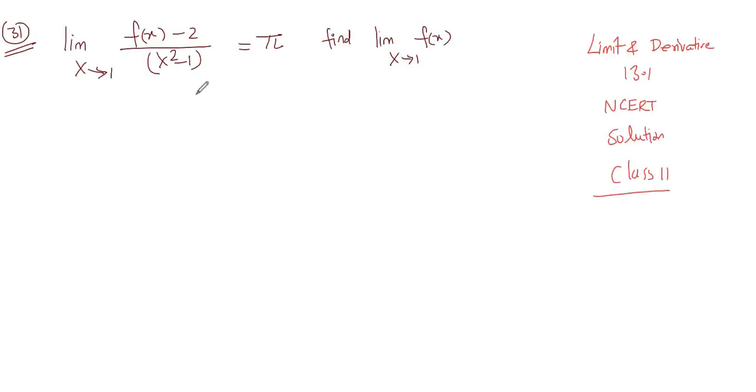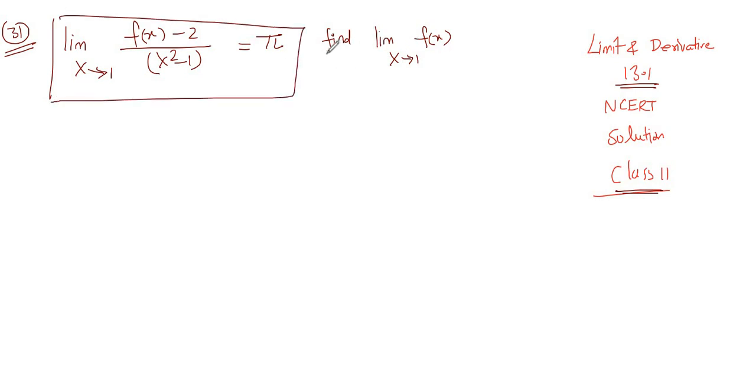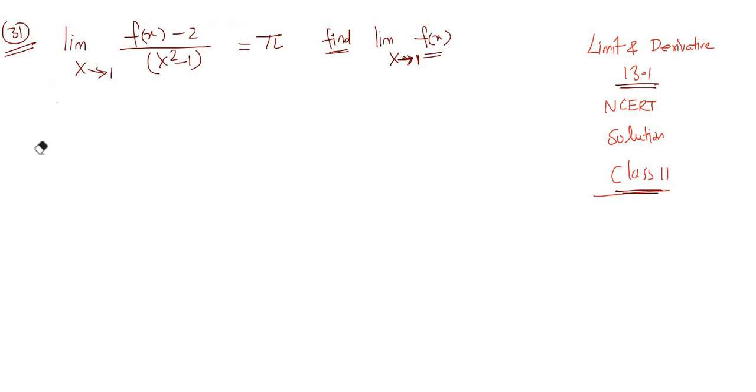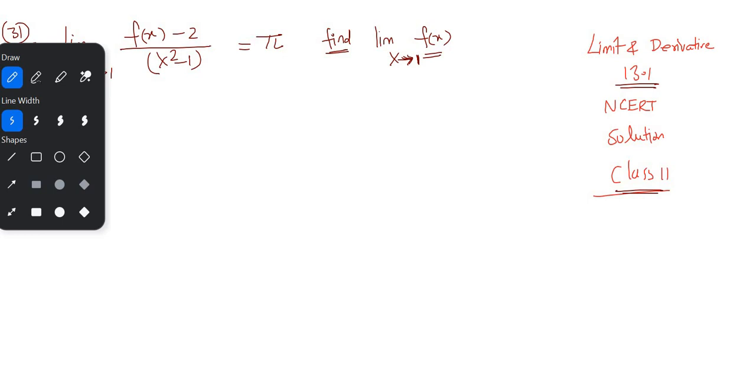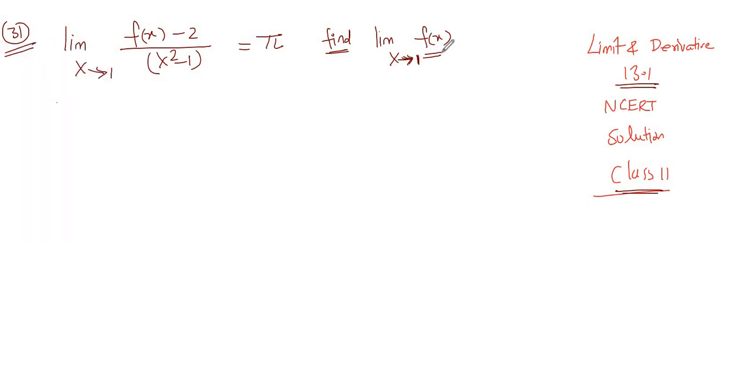Here is question number 31 from exercise 13.1 of the NCERT Class 11 book. This is given, and they are asking to find the limit as x tends to 1 of f(x). Using this, we are supposed to find f(x) when x is tending to 1.